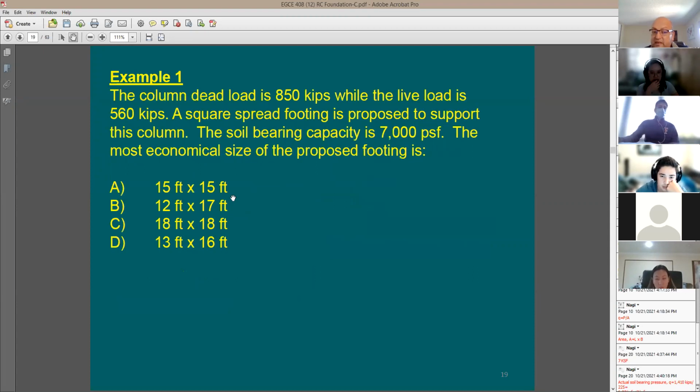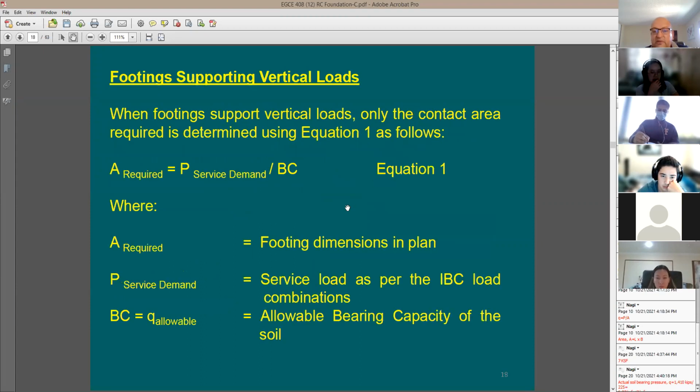So again, this design here is going to be an allowable stress design. This is ASD design. And the purpose of this is just to size the footing. And actually what you're doing here, you're designing for the soil pressure. This is not concrete member design. Concrete member design is going to be based on the strength.